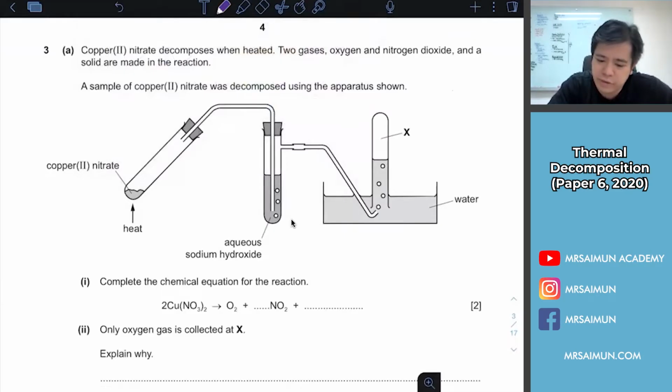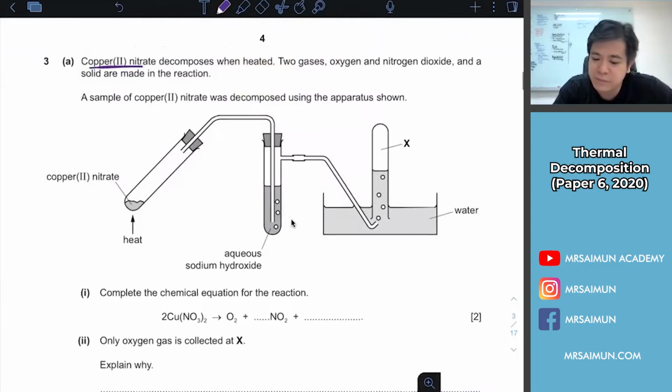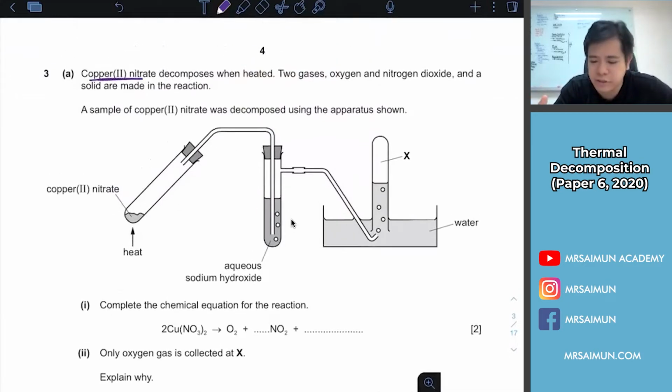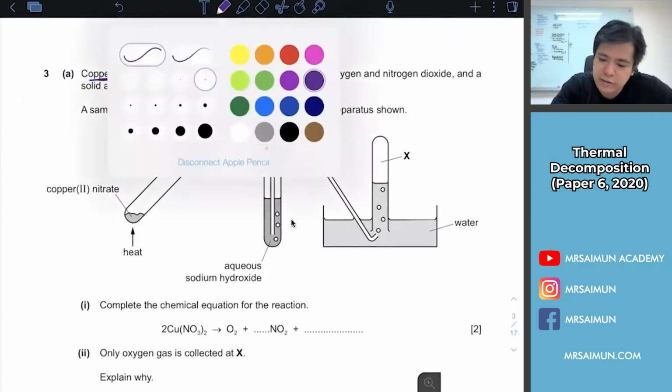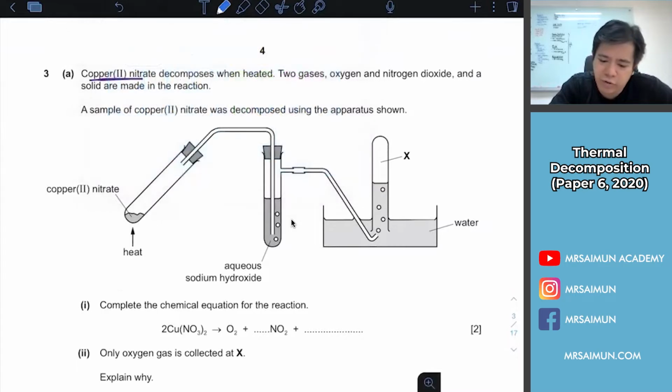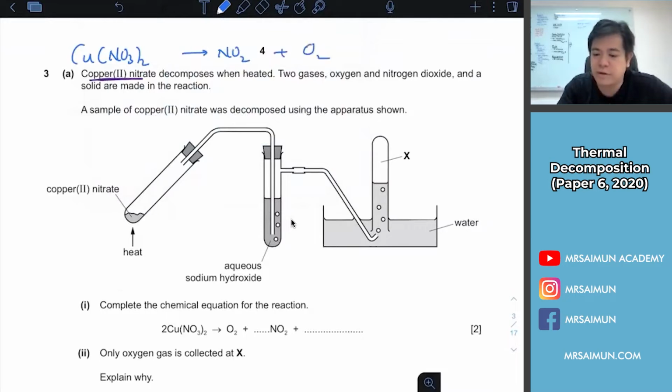So copper(II) nitrate, this is a recap of another chapter, the thermal decomposition chapter. Whenever you see copper(II) nitrate, Cu(NO3)2, I use blue just to remind you that all copper compounds are blue in color. When you heat up copper(II) nitrate, a nitrate, you produce NO2 plus O2. These are the two gases that we produce.